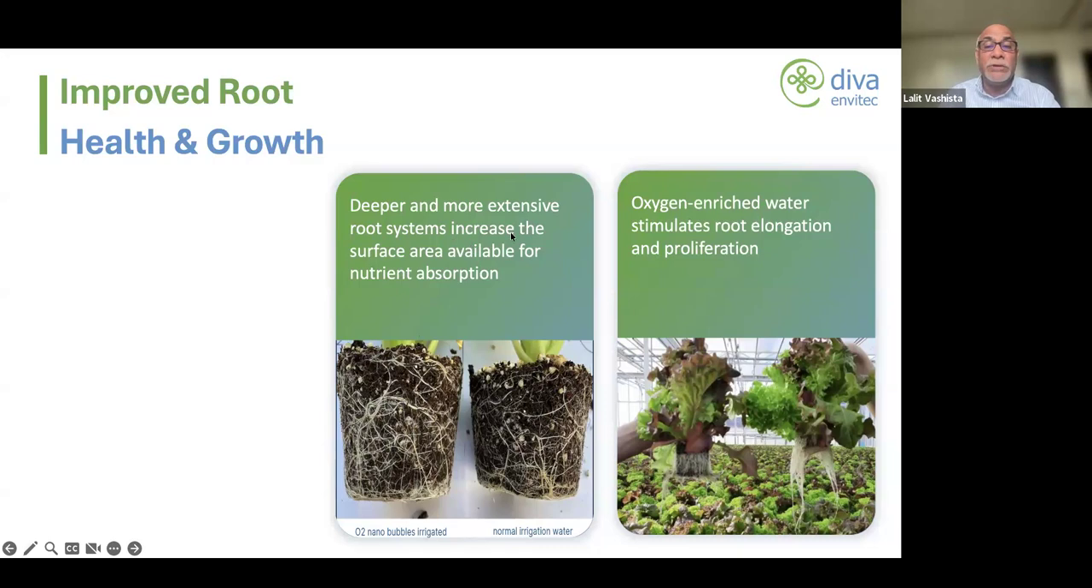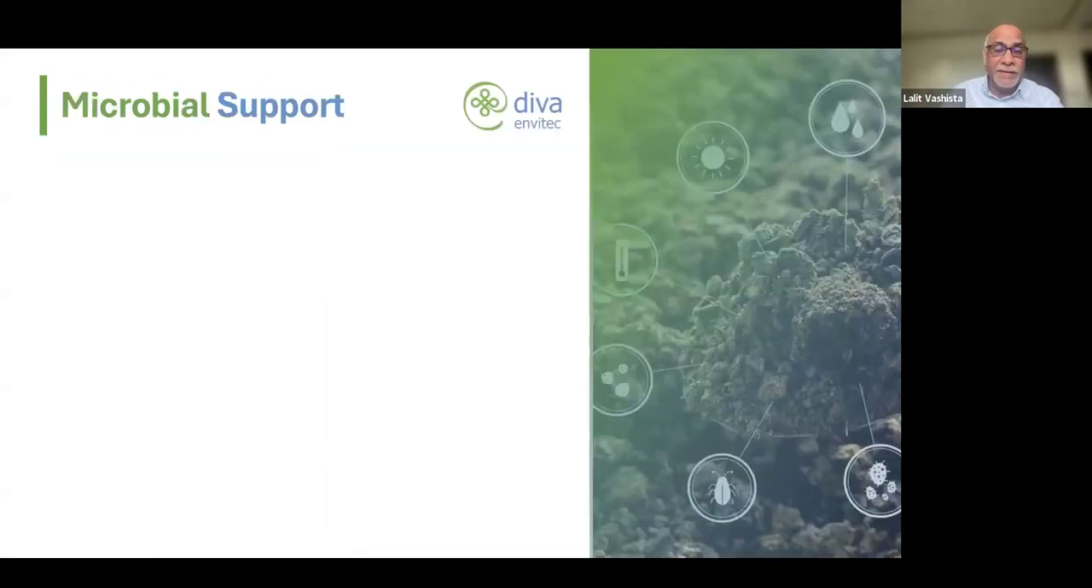Deeper and more extensive root system increases. Oxygen enriched water stimulates root elongation and proliferation. You can see that it penetrates deeper and deeper. This is very easily visible in hydroponics, where you can actually see the roots very visibly. So there you see long roots coming.